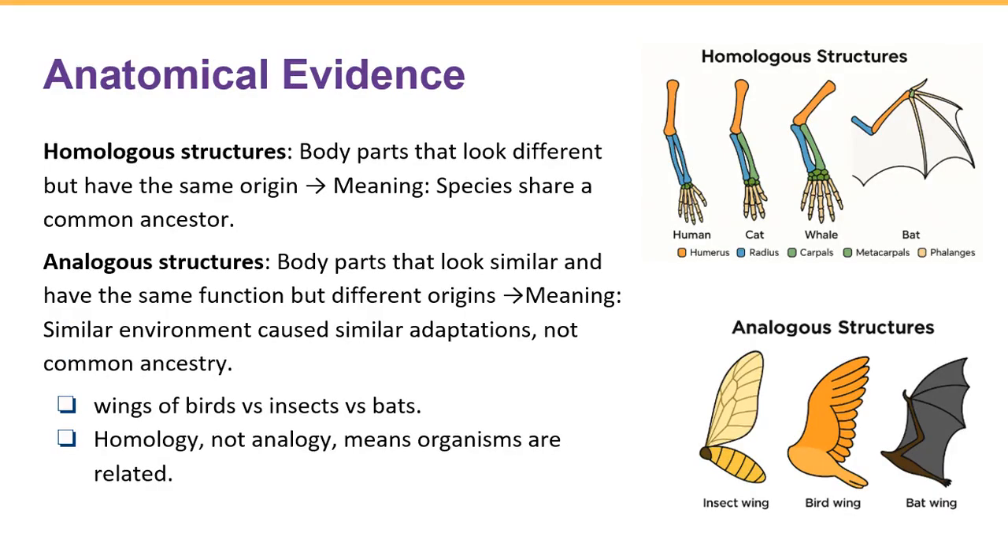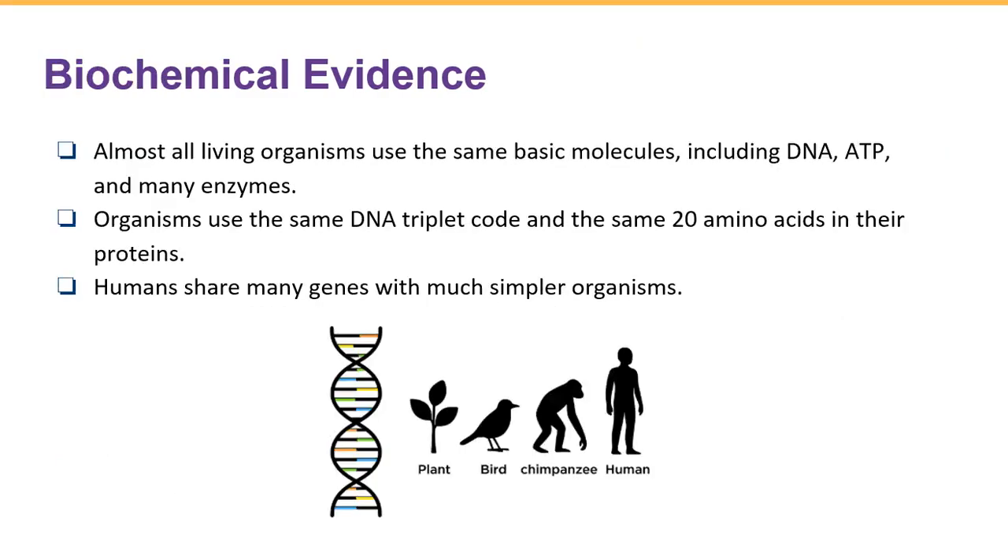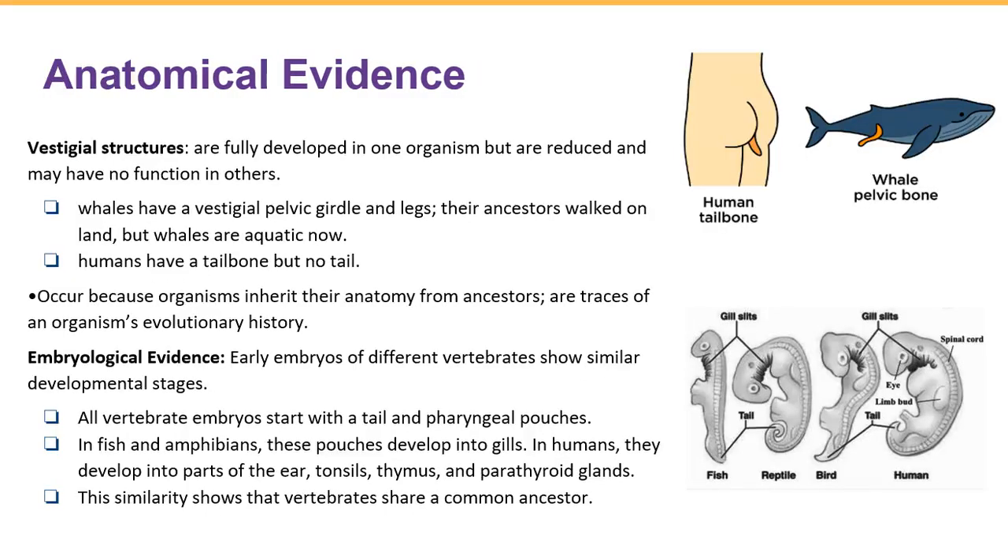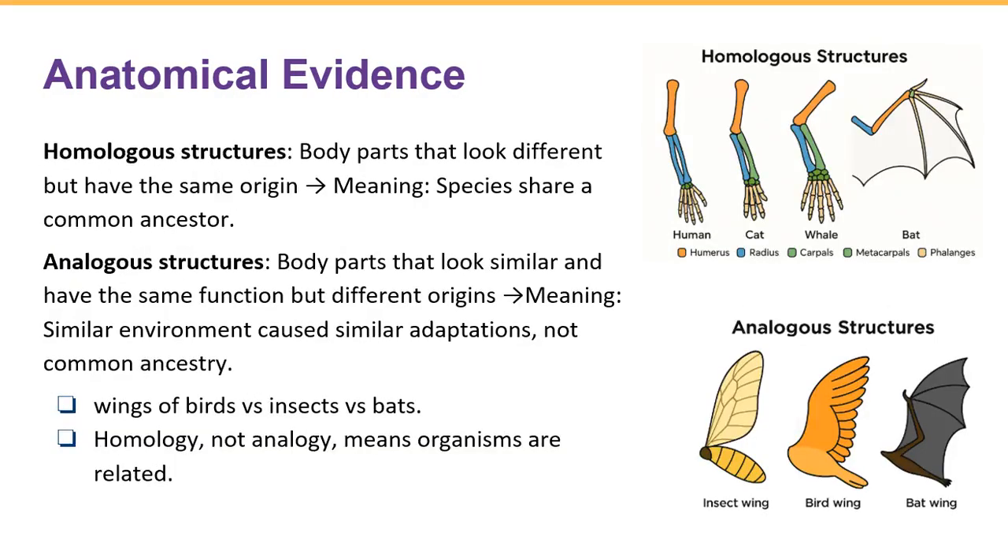Now let's talk about another biological evidence, which is anatomical evidence. These are clues that show we all share a common ancestor. So we have different types of anatomical evidence. We have homologous structures, analogous structures, vestigial structures, and also the embryological evidence.